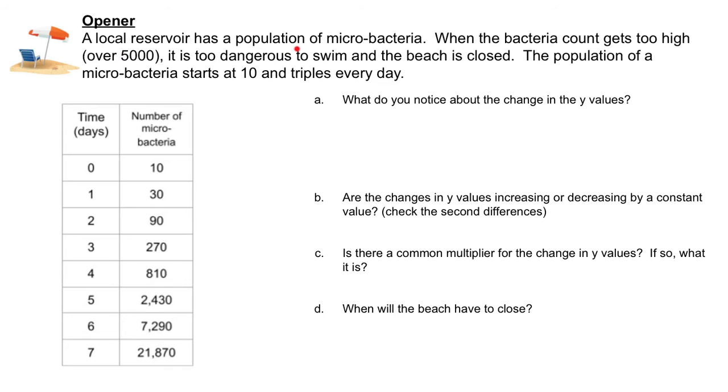A local reservoir has a population of microbacteria. When the bacteria count gets too high, over 5,000, it is too dangerous to swim and the beach is closed. The population of microbacteria starts at 10 and triples every day.